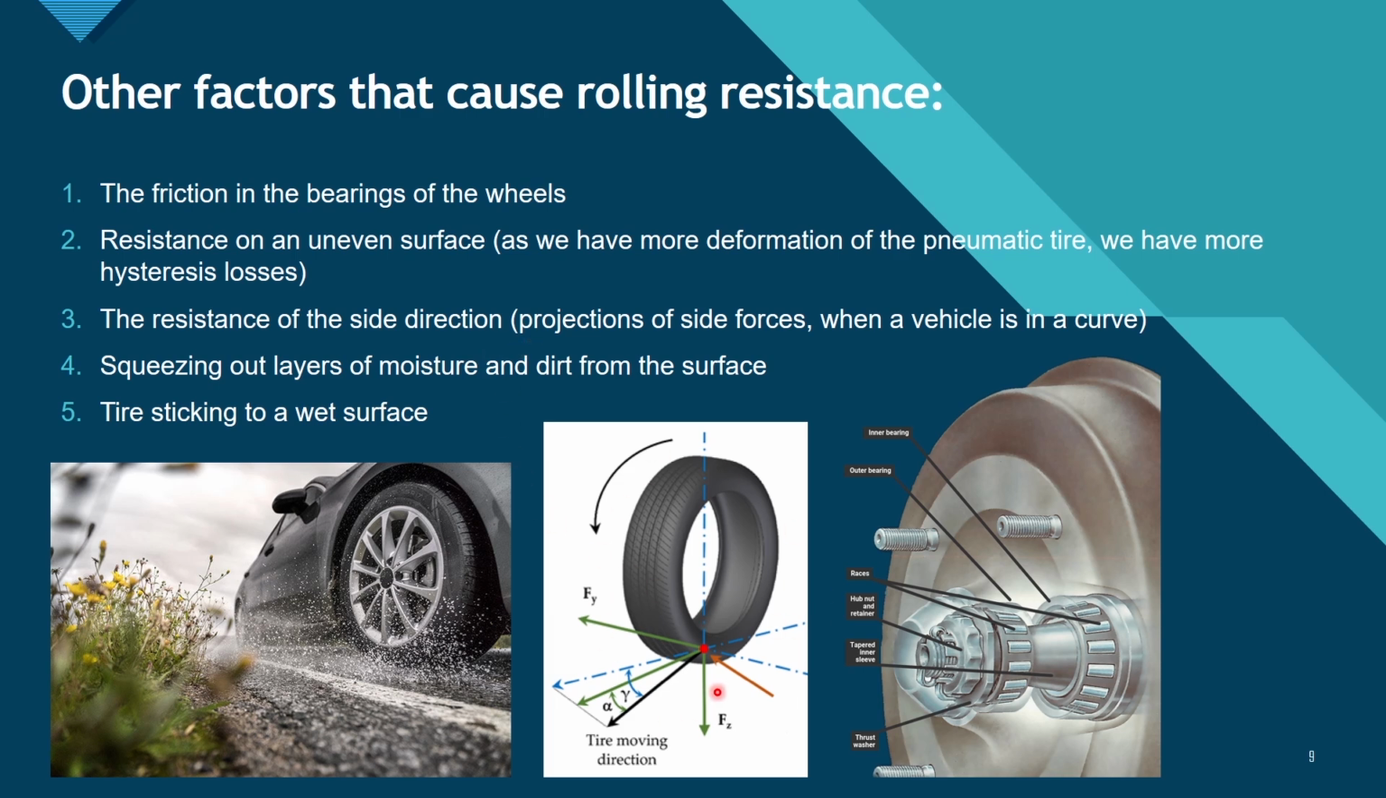In this picture right here, we can see the force Fy that occurs while steering or when the vehicle is in a curve. This will also give us unwanted resistances. Squeezing out layers of moisture and dirt from the surface also takes up some of the energy, as well as the tire sticking to a wet surface. Now, in our assignment, we will have coefficients of rolling resistance, and we won't get too much into these details.